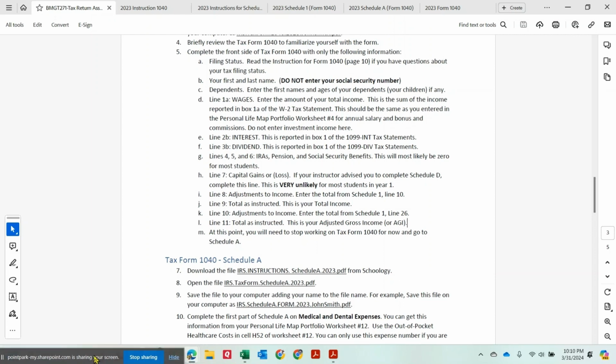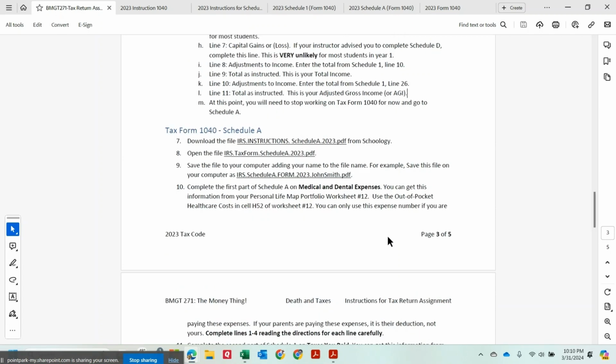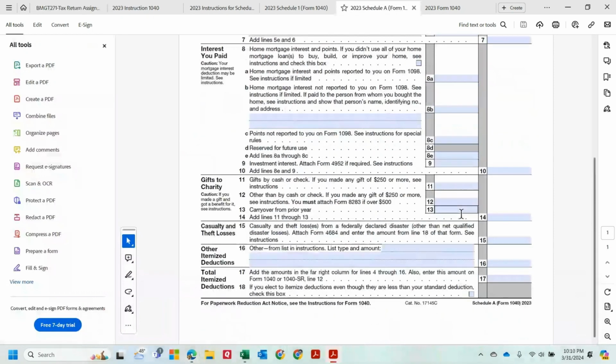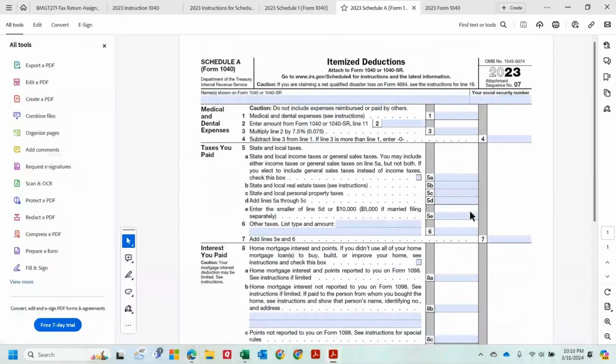We're going to go ahead and do Schedule A. As we said in the last video, we need to figure out which is bigger, my itemized deduction or the standard deduction. So we're going to go to Schedule A. Schedule A looks like this. It's nice, it's short, it's only one side of one page, but you do need to do this. Again, put your name in here, social security number, please don't put that in. And we're going to run right down top to bottom, and I'll show you how to do this.